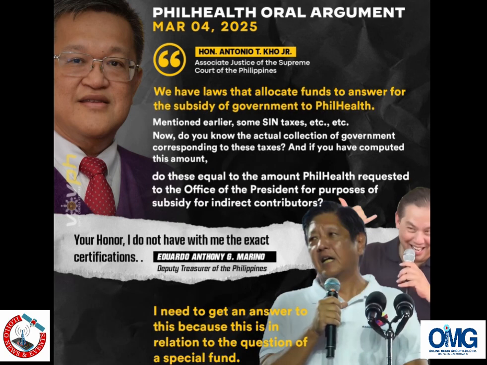No, the reason why I ask this, we have laws that allocate funds to answer for the subsidy of government to PhilHealth. Mentioned earlier, sin taxes, etc., etc. Now, do you know the actual collection of government corresponding to these taxes? And if you have computed this amount, does this equal the amount PhilHealth requested from the Office of the President for purposes of subsidy for indirect contributors?